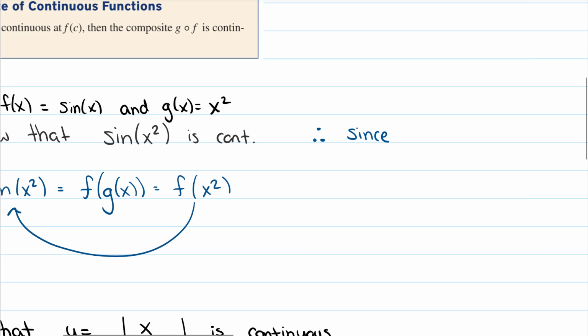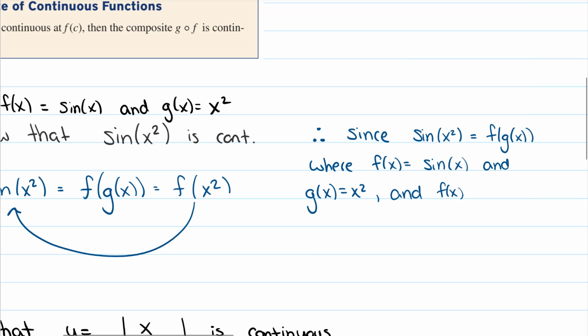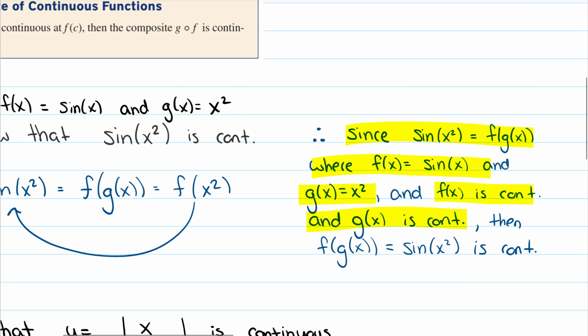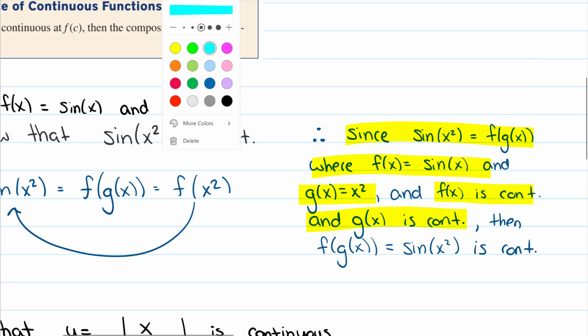So since sine of x squared is equal to f of g of x, where f of x is equal to sine of x, and g of x is equal to x squared, and f of x is continuous and g of x is continuous, then f of g of x, which is equal to sine of x squared, is continuous. So it's important to note that these are my conditions, and then this is my conclusion.